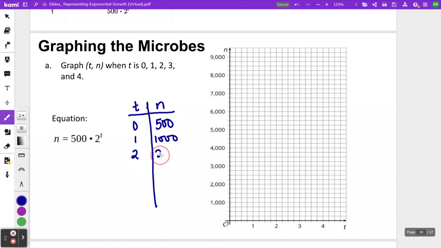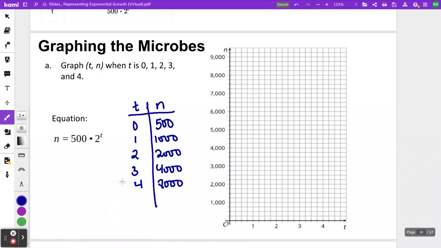After 2 hours, there was 2,000. The directions say we're going to graph it when T is 0, 1, 2, 3, and 4. So hour 3 was 4,000. That was in our table. Hour 4 wasn't, but I can calculate that pretty easily. I know it's doubling, or multiplying by 2 each time. So 4,000 multiplied by 2 gives me 8,000.